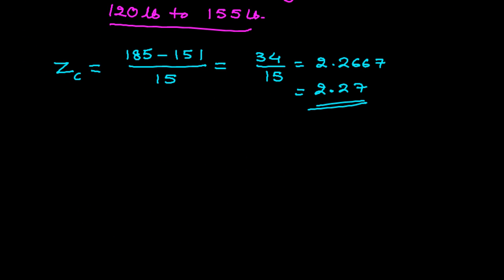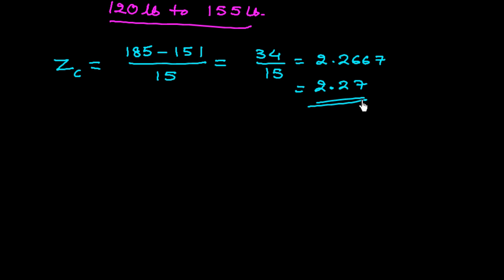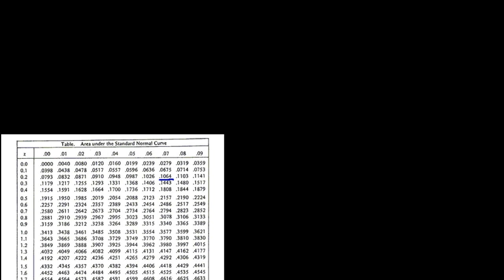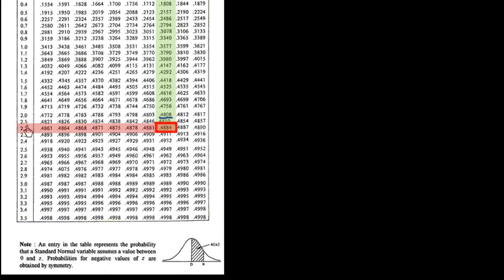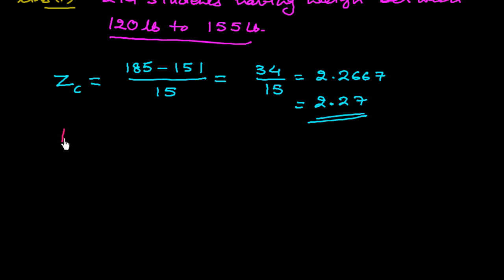So this we have got. Now we see the area under the mean and this value, or the 0 and this value at the Z scale. So we see 2.27: 2.2 is here and 7 is here. So it is 0.4884. So you get here the probability 0.4884. This value we have got, but we have to find out the value beyond this region, beyond 185.